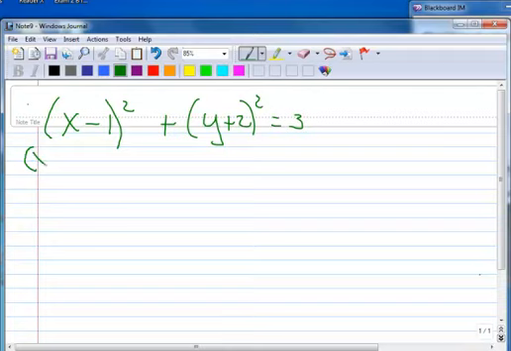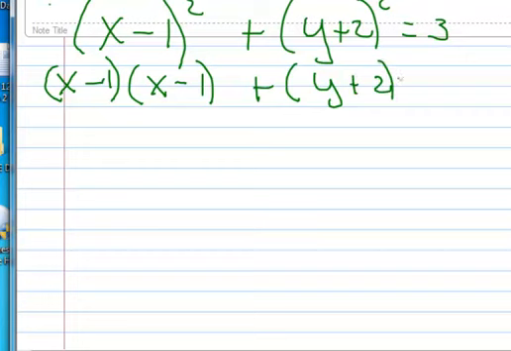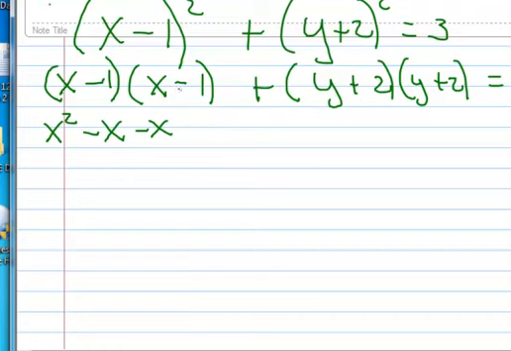So I'm going to rewrite them like this, because this is what squaring means. It means multiplying by itself. So let's just rewrite this, and that will help us remember that we have to multiply these together by foiling. Remember how to foil? First, outside, inside, last. So x times x becomes x squared. X times negative 1 becomes negative x, or minus x. Negative 1 times x, and there's another negative x. And then negative 1 times negative 1 is positive 1.